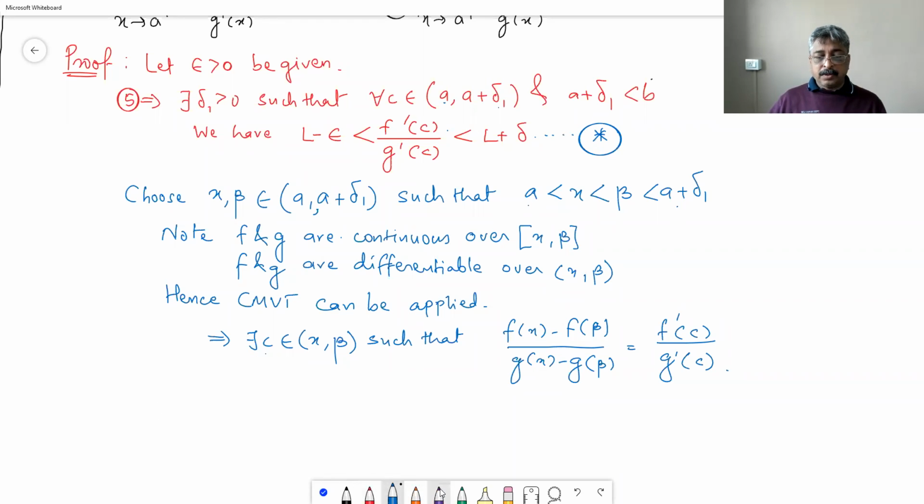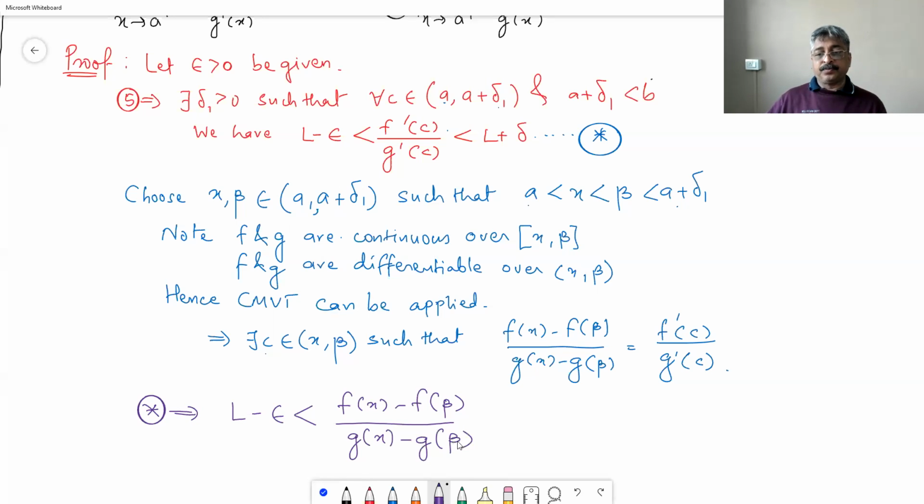Therefore, this implies, but still the job is not over. Still, this implies, star implies L minus epsilon is less than f of x minus f of beta upon g of x minus g of beta is less than L plus epsilon.